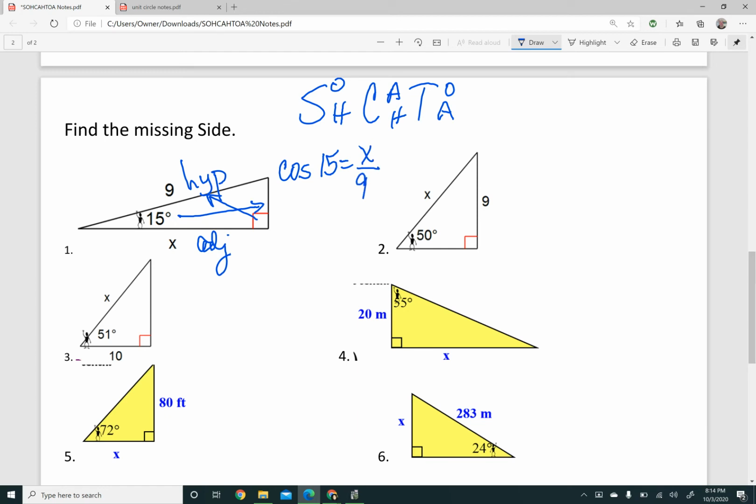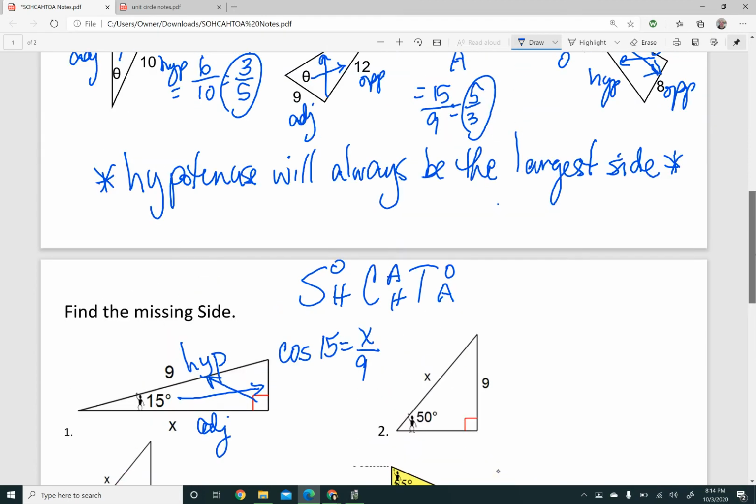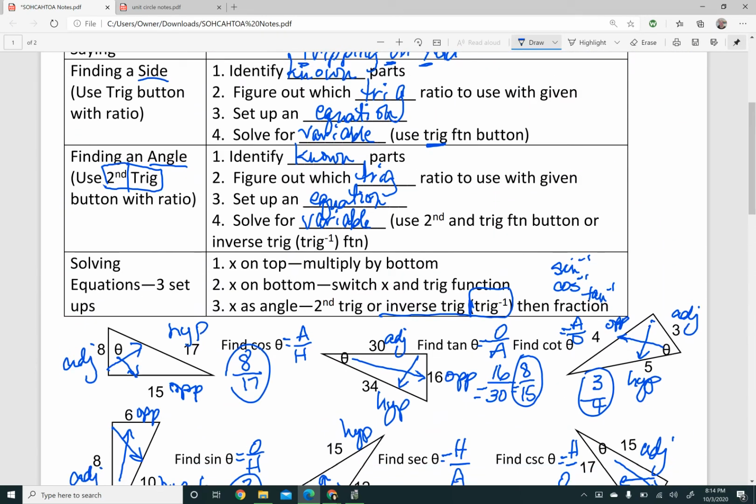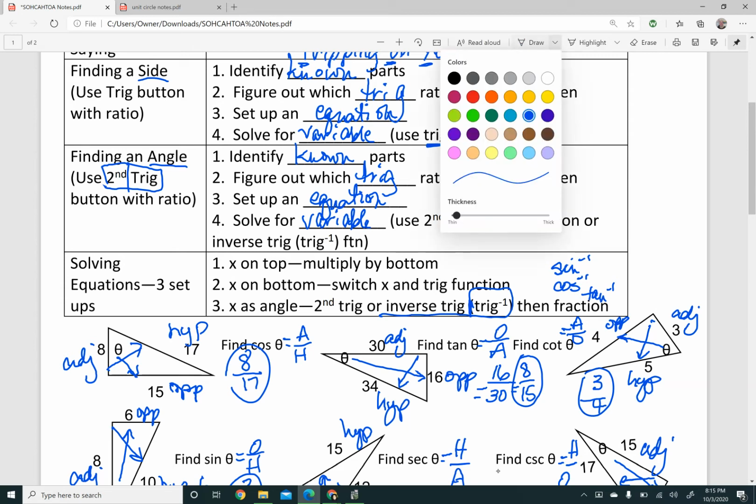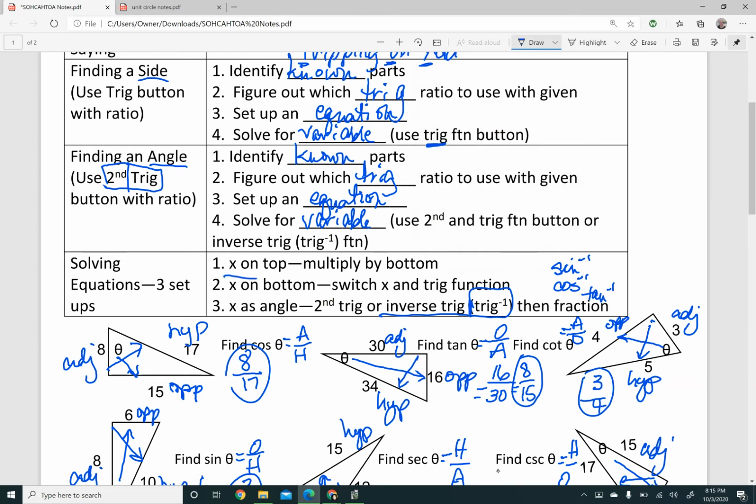And then we had a note here that said there's only 3 ways to solve an equation. If x is on top, we multiply by the bottom. If x is on bottom, we switch x in the trig function. And if x has an angle, we do second trig. Okay?